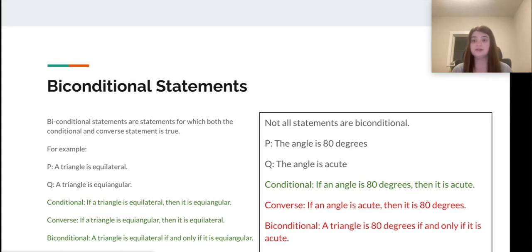If we were to put the statement in biconditional form, it would say a triangle is 80 degrees if and only if it is acute. And this is not true. We could provide a counterexample and argue that that's not actually the case. A triangle could be 30 degrees and be acute. And so just because a triangle is acute doesn't automatically make it 80 degrees. It maybe is, but it maybe isn't.